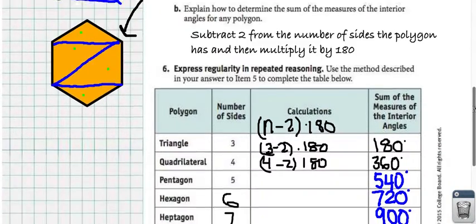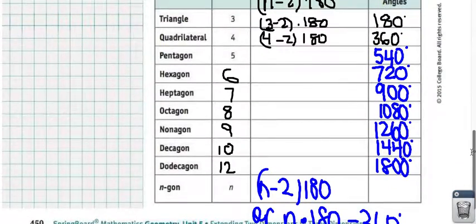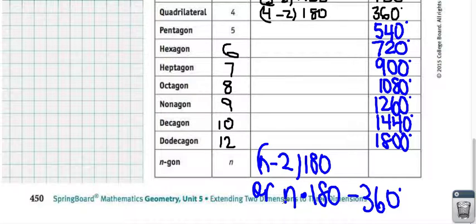All right, so now that you have had time to calculate, you can see the measure of the interior angles of each of these different-sided polygons. And if you don't know what polygon it is, it's an n-gon, so it could have any number of sides. You would say the number of sides that it has, minus 2, times 180, or you can say that that's the same as multiplying it times 180 and then subtracting 360.